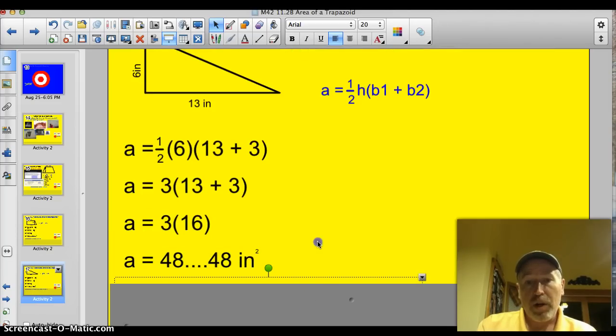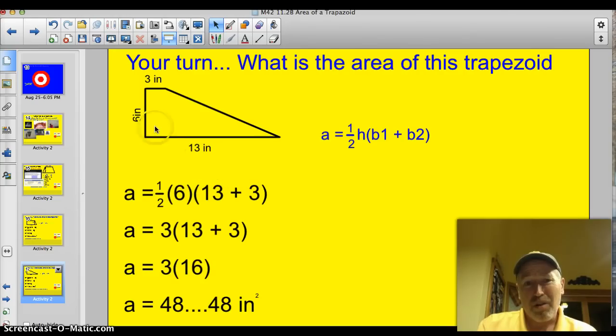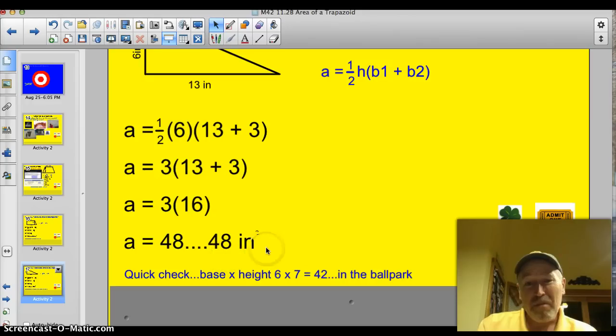And inches squared. Quick check. This one's a little harder because I've got bases of 3 and 13. So I know I've got a height of 6. So if I go somewhere in here, over here, maybe 7. 6 times 7 would be 42. I had 48. Yeah, we're in the ballpark. So I feel good about my answer.